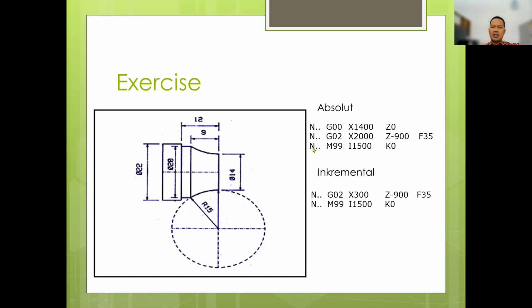And then continue to the next line by using the M99 code. You see the I is 15. 15 is the distance from the start point to the center point on the vertical axis. And then for the horizontal is K, this is 0, because the center of the circle coincides with the start point. So this is 0.